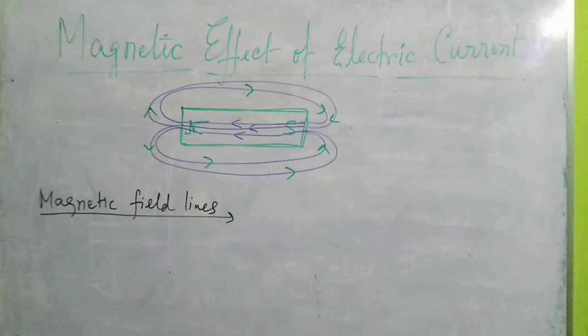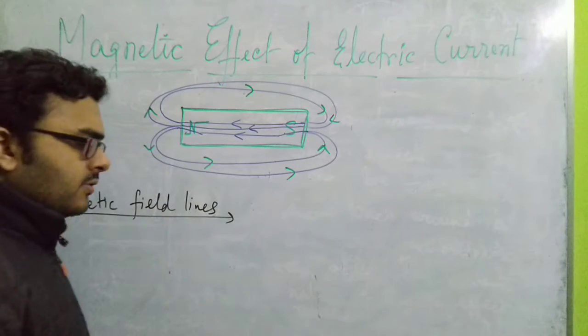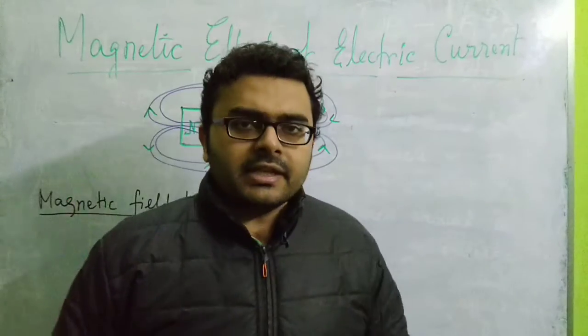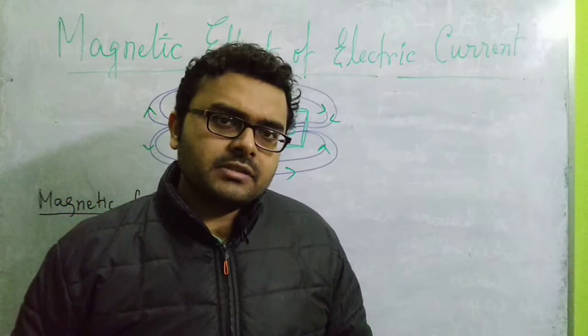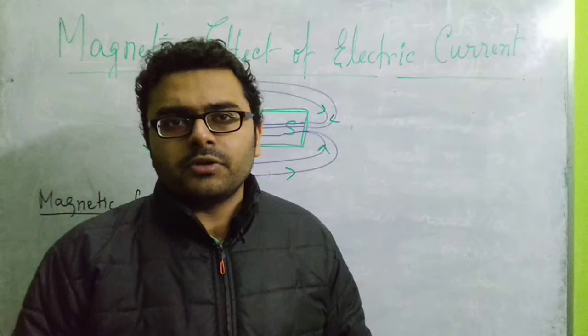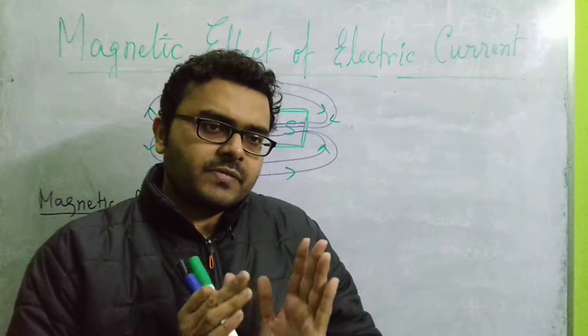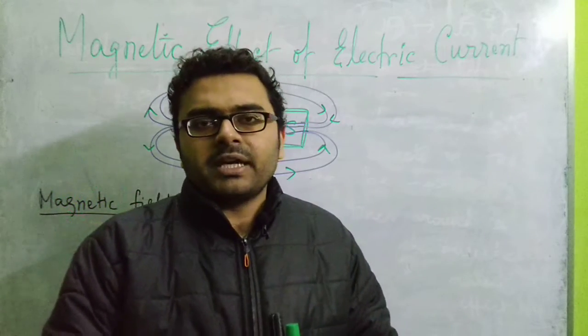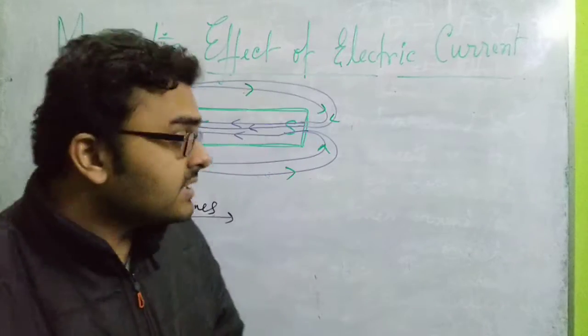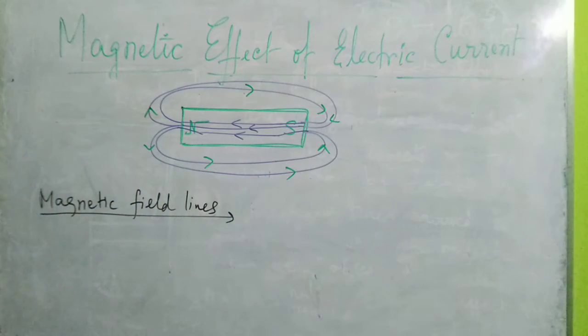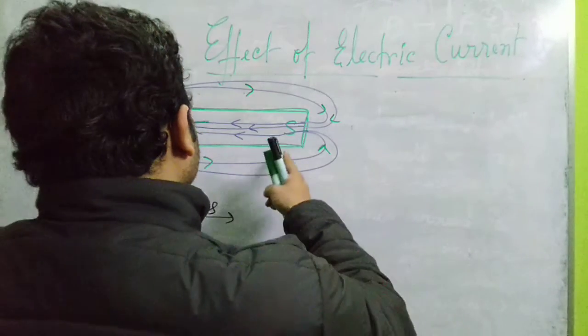Again, for a strong magnet the magnetic field lines are dense, very close to each other, whereas in case of a weak magnet the magnetic field lines are far away from each other. Please note down these points. If you have not noted them, please pause the video or rewind a little bit and note them down. Also, the strength of a magnet is greatest at its poles. For a bar magnet it is greatest at the poles.